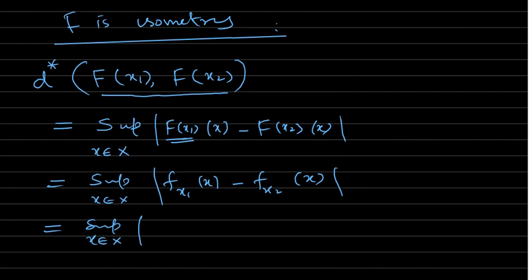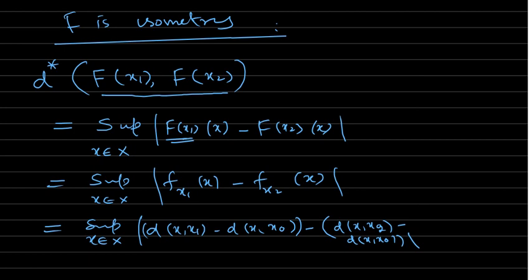What's f_x1 of x? We can apply the definition now. What's this f_x? That was d_y. It's d(x, x1) minus d(x, x0), where x0 is not varying, it's fixed, minus d(x, x2) minus d(x, x0). This is by definition of f_x1 of x and f_x2 of x. So d(x, x0) and d(x, x0) will cancel because here it's minus and here it's plus. So it's the supremum of d(x, x1) minus d(x, x2).